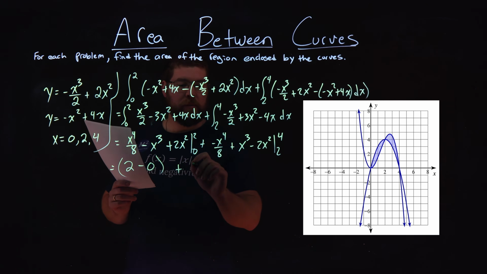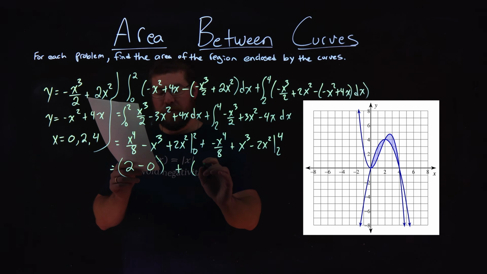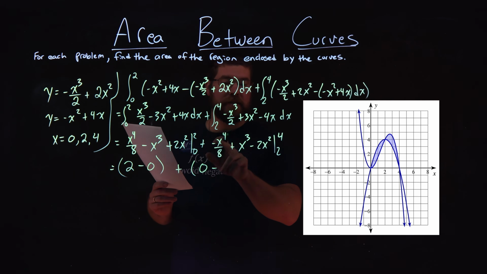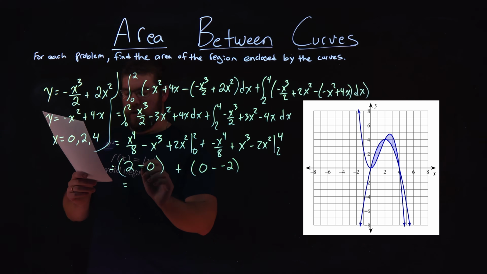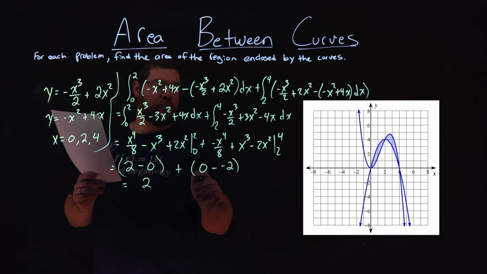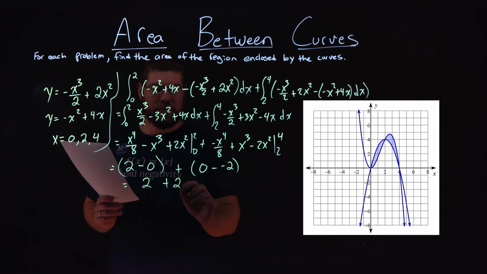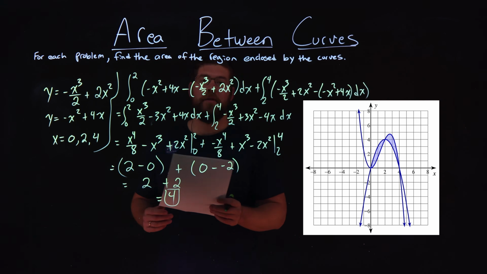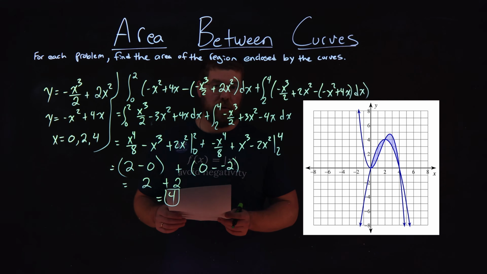Plus, same thing here, when we plug a 4 in for x, I did it for you. When I plug 4 in for x, it comes out to be a 0, that's nice. Minus, when I plug 2 in for x in the second equation and simplify, I get a negative 2. 2 minus 0 is, well, a 2. Plus a 0 minus a negative 2 is plus a positive 2, plus 2. And hopefully we all know this, 2 plus 2 is 4. So after all of that, the area of the region enclosed by the curves is just 4.